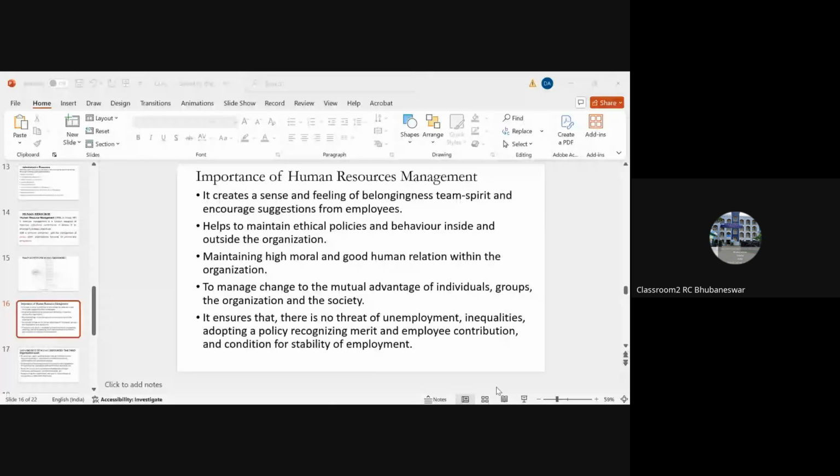That is very important. It ensures there is no threat of unemployment, inequalities, adopting a policy recognizing merit and employee contribution, and condition for stability of employment. So these are the importance of human resource management.